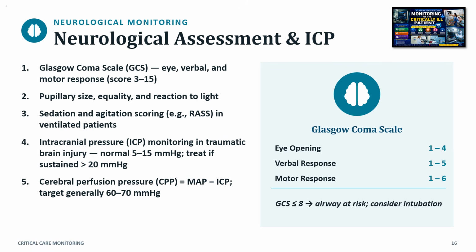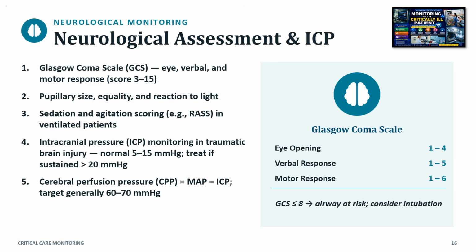Neurological monitoring, neurological assessment and ICP. 1. Glasgow Coma Scale (GCS), verbal and motor response, score 3 to 15. This provides a quick, standardized assessment of level of consciousness and brain function. 2. Pupillary size, equality, and reaction to light. This helps detect raised intracranial pressure, brain herniation, or brainstem dysfunction.